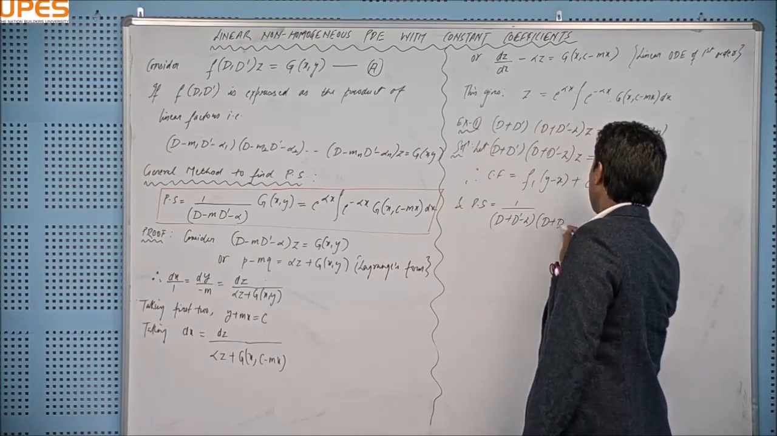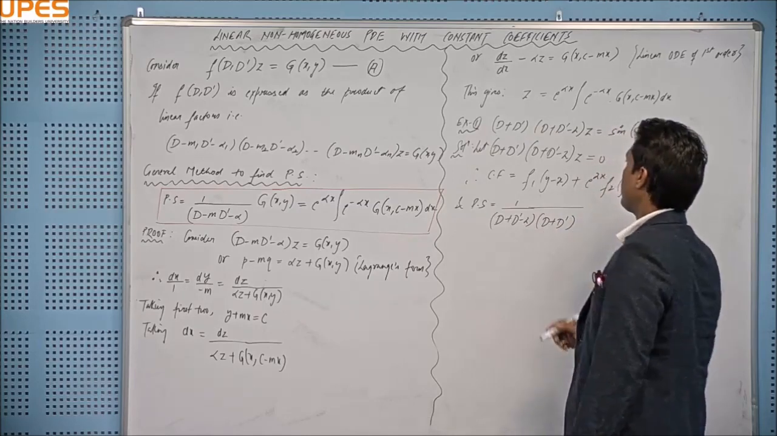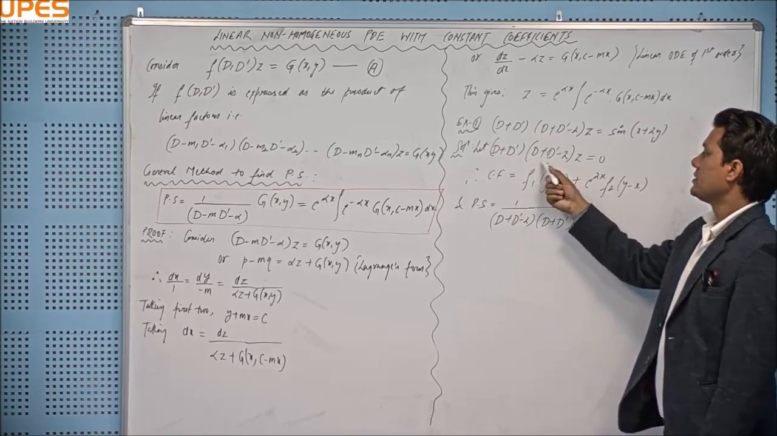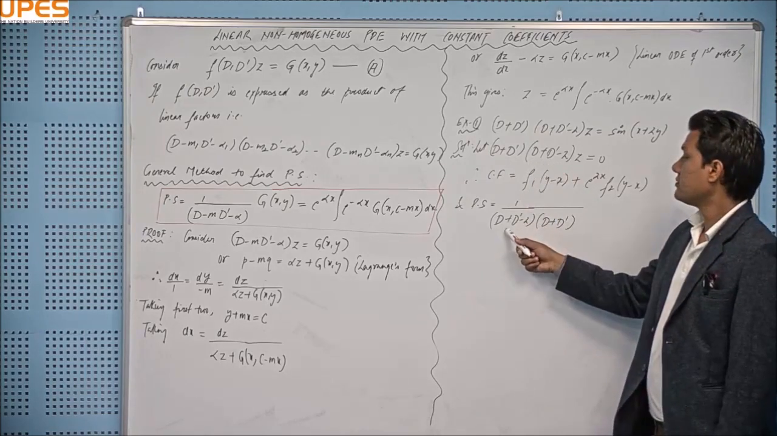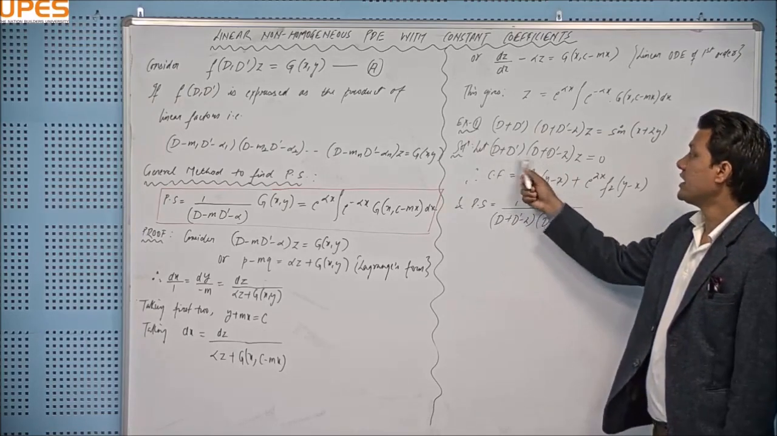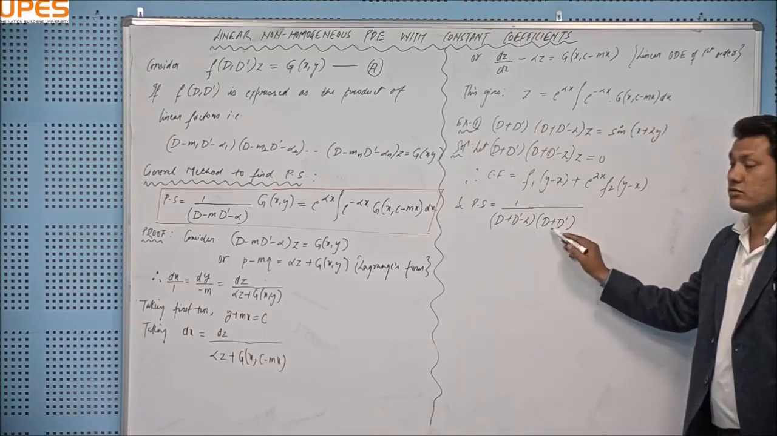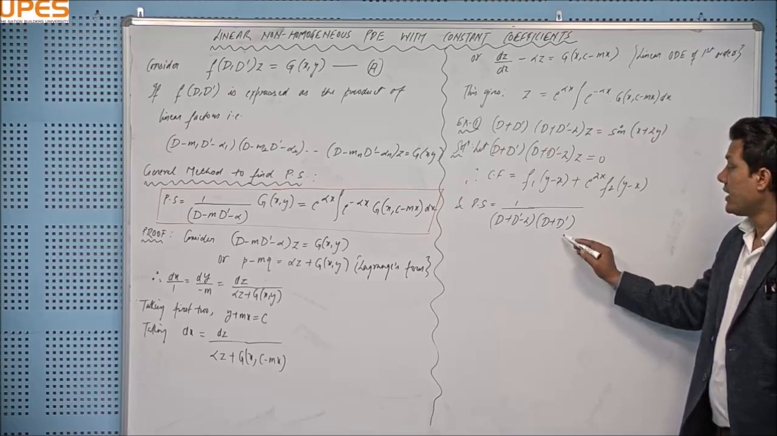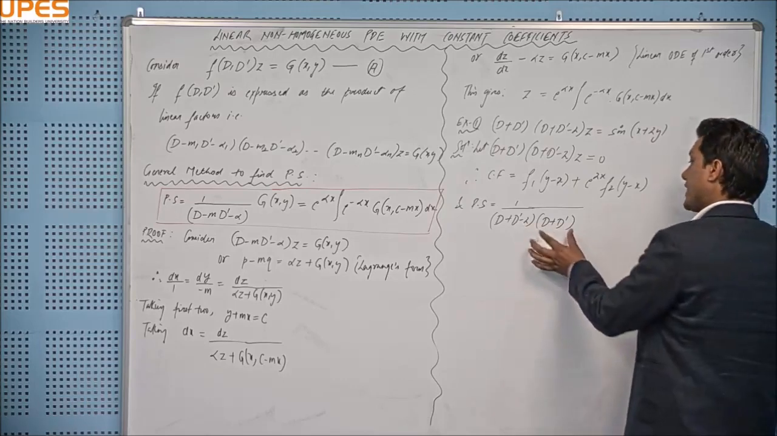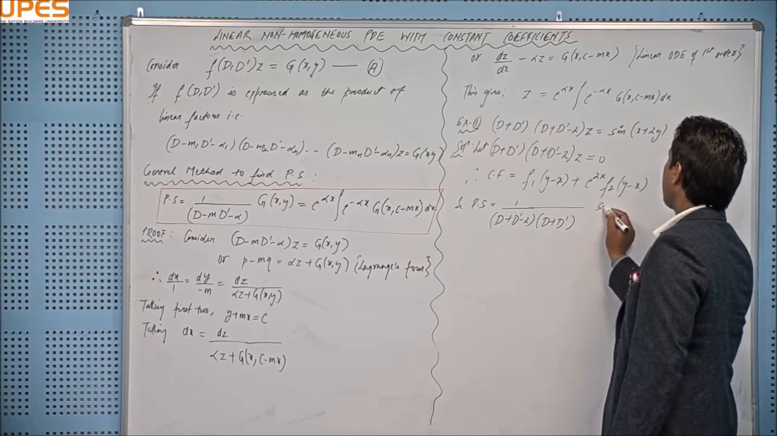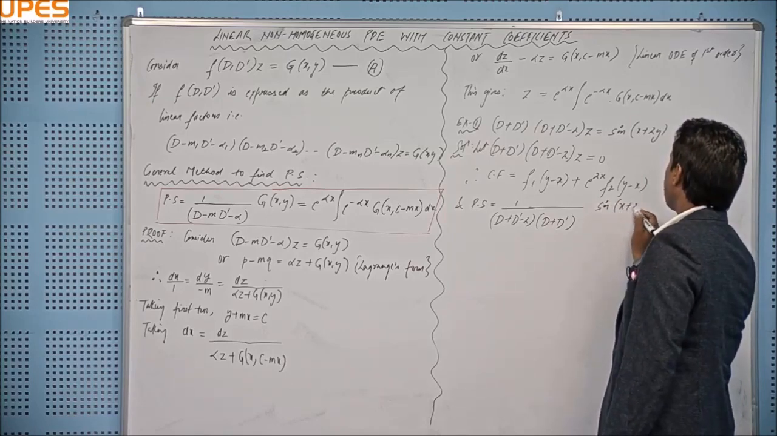So this is the complementary function, and the particular solution is 1 upon (D + D' - 2) and 1 upon (D + D'). I have used the commutative property here. I have written this factor first and then D + D', which is a homogeneous factor. You can see that both are first order partial derivatives, so this is a kind of homogeneous, right, and the other is non-homogeneous. So writing the homogeneous first, and the right hand side is actually sin(x + 2y).